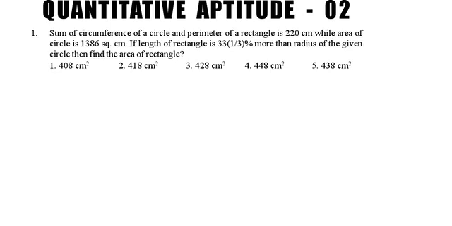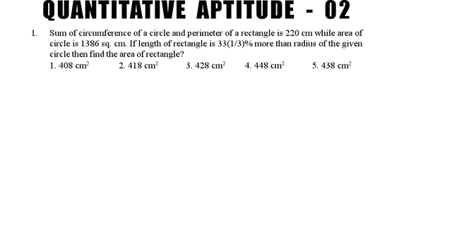See the first question. The sum of the circumference of a circle and perimeter of a rectangle is 220 centimeters, while the area of the circle is 1386 square centimeters. If the length of the rectangle is 33 1 by 3 percent more than the radius, then find the area of rectangle.